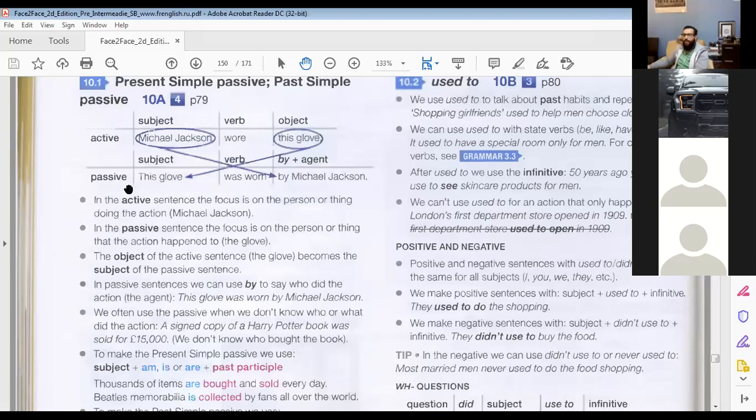Now with the passive, it's the opposite, right? So the subject of a passive sentence is the object of a regular sentence, of an active sentence. Do you see how it's the opposite? And the agent is in the end.